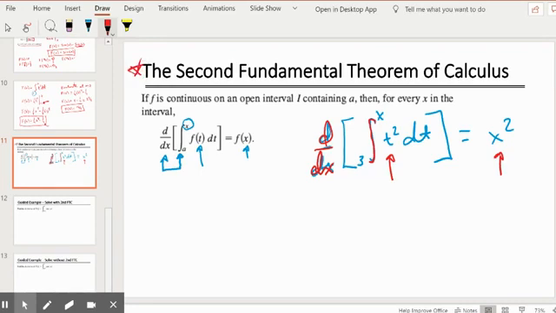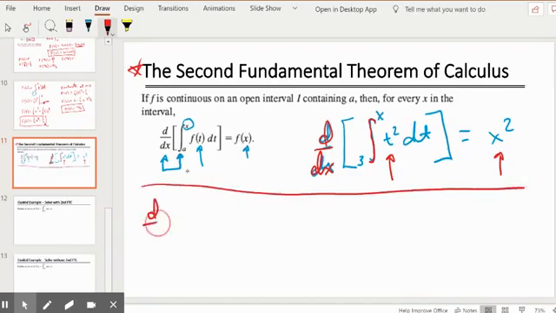Now, we can solve this the long way and see that we get the same answer. d/dx of the integral from 3 to x of t squared dt.